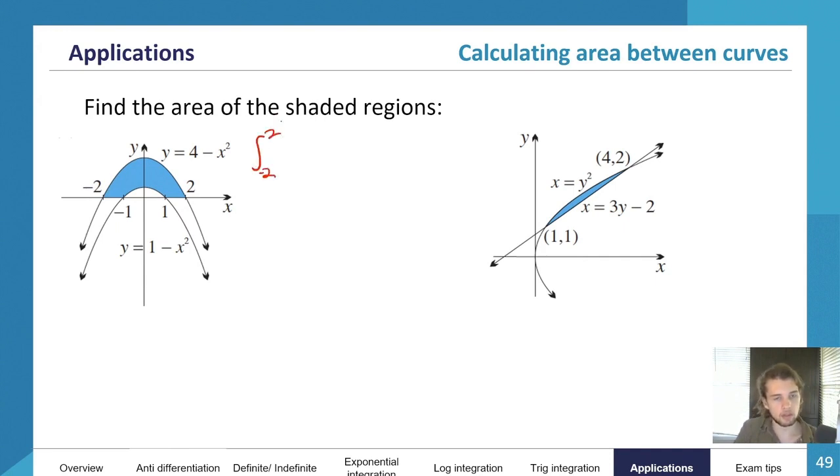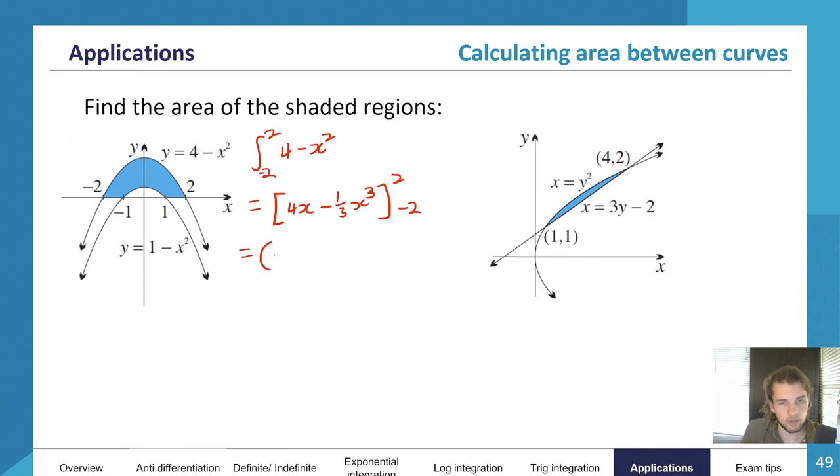We go from -2 to 2, and we're going to put in 4 minus x squared. Now that will result in 4x minus 1 over 3 x to the power of 3, and then we have a 2 and a -2 that we have to substitute in.